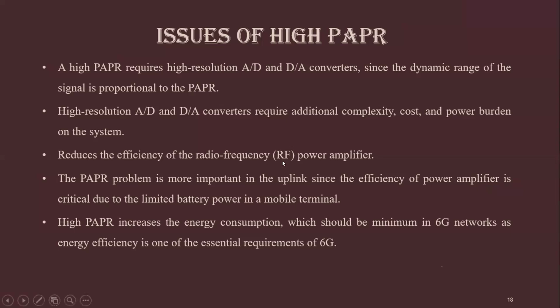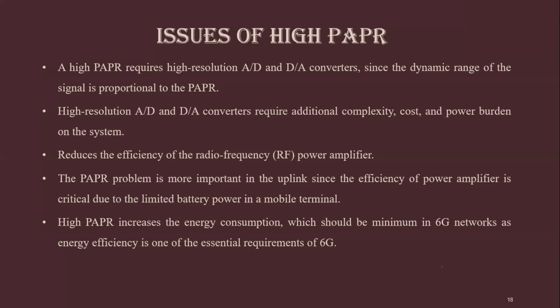And then it reduces the power amplifier efficiency. A power amplifier is mandatory at the transmitter side. In general, at the transmitter side, we need to transmit a signal with less power and less bandwidth. Because in wireless communication there are two primary resources: one is power and the second is bandwidth. So power should be limited and bandwidth also should be limited. That is, at the transmitter side, you need to transmit the signal with less power and less bandwidth. That is the main focus.